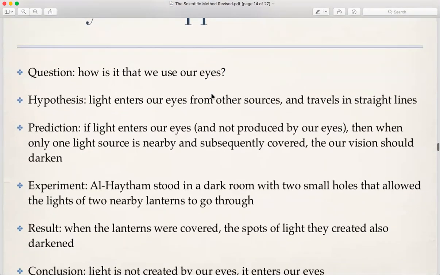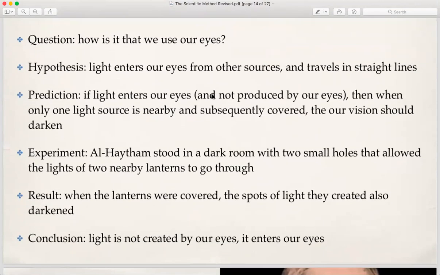And so one of the questions that he tried to answer was exactly how is it that we use our eyes? This question might seem incredibly trivial now, but you have to remember that we stand on the shoulders of giants, right? We stand on the bedrock of knowledge that's been built up by people applying this kind of method and this kind of rationality over hundreds and thousands of years. So even a basic question like this, how do we use our eyes? It wasn't totally known.